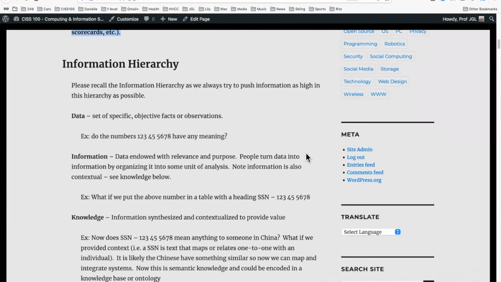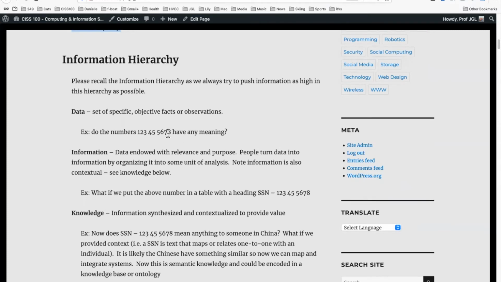Okay, the information hierarchy. We covered this back in week one. At the base of the pyramid is data, followed by information, followed by knowledge, and of course, wisdom. And our goal is to drive the data up the information hierarchy. We want to provide as much context as possible. With greater context, we'll have greater understanding, greater application. So again, this all goes hand in hand.